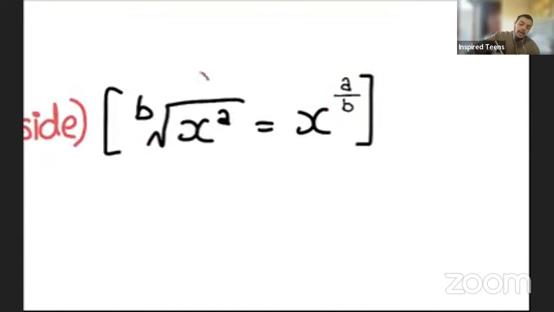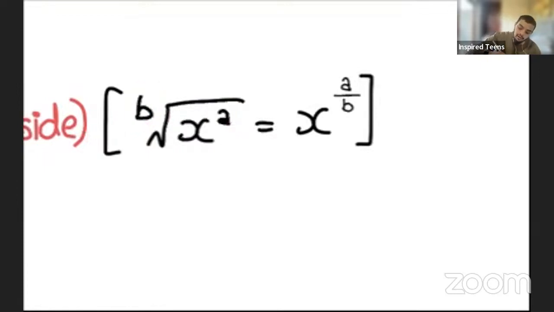Okay, so when we have the b root of x to the power of a, what happens is you can take it out, write the base inside of the surd as a base outside of the surd, and put it to the power of, make the numerator of the power the exponent inside, and the denominator of the power the number that you're taking the root of outside of the surd.